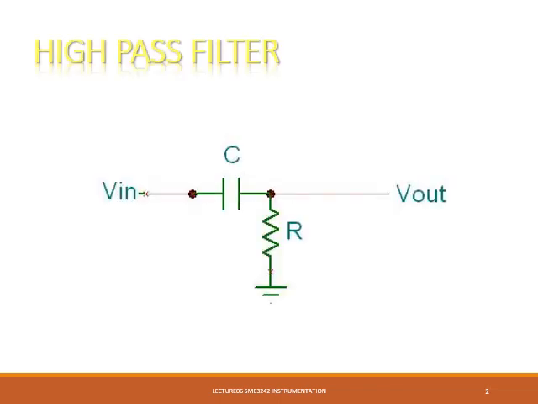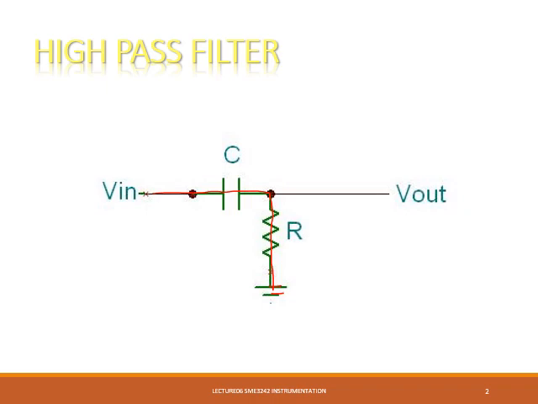This is the circuit for the high pass filter. It looks very similar to the low pass filter, but the difference is the position of the resistor and capacitor. You can see here that the input voltage will go through the capacitor and then only go to the resistor to the ground. So how does this high pass filter work?